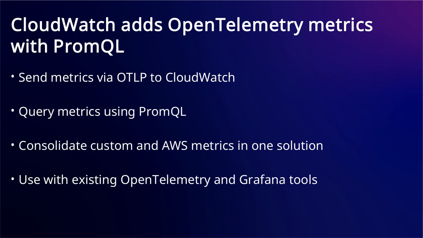This lets you consolidate custom application metrics with AWS-vended metrics from over 70 services in a single solution. Your existing OpenTelemetry, Prometheus, and Grafana tools work seamlessly with CloudWatch as a destination. The feature includes per-GB ingestion pricing and 15 months of storage, and is available in all commercial AWS regions except Middle East UAE, Middle East Bahrain, and Israel Tel Aviv.